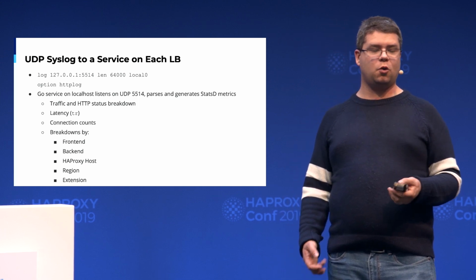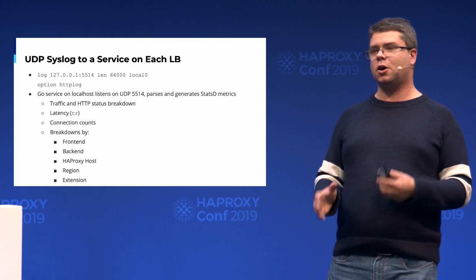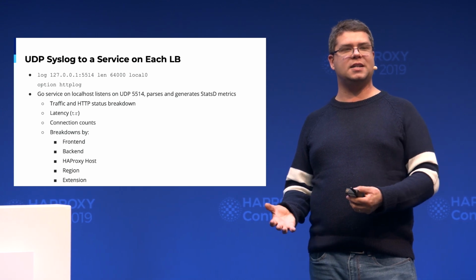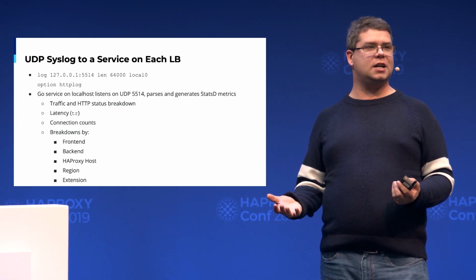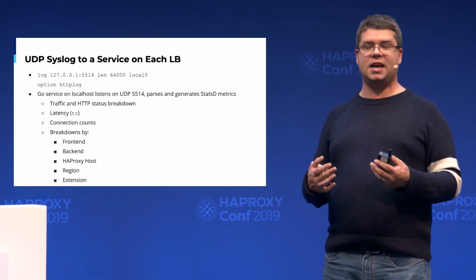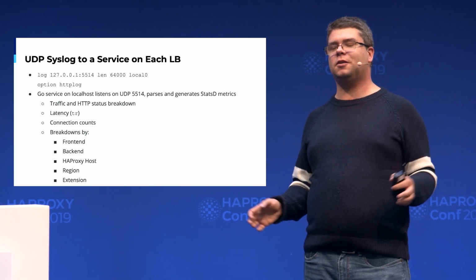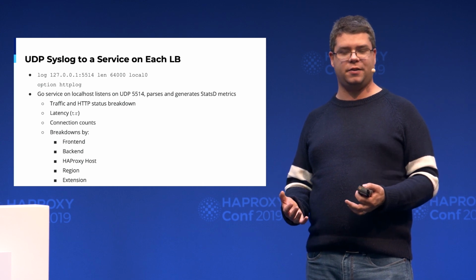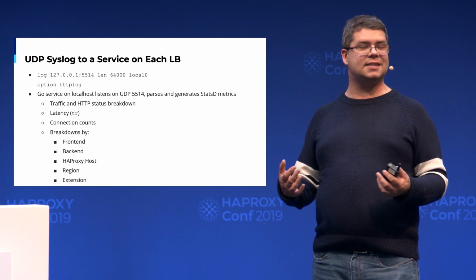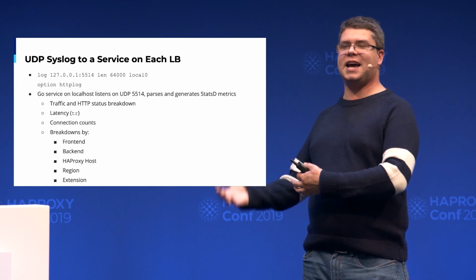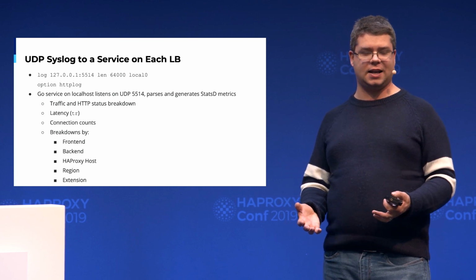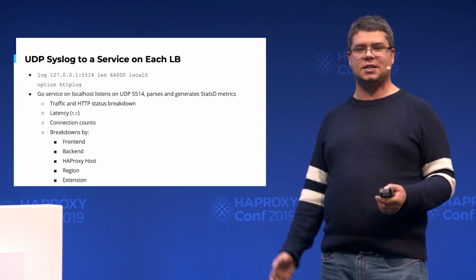So we have a Go service that is baked into our image that is co-located with every instance of HAProxy. And it listens on localhost for UDP syslog lines. We tell every HTTP backend, option httplog, send to this log server, and it will parse the log line, extract all of the interesting details out of it, and generate a bunch of statsd timer and counter metrics. Latency, amount of requests broken down by the HTTP status, front-end connection counts, back-end connection counts, so that we can see if we're getting near any limits. And we can break it down by all kinds of interesting things.